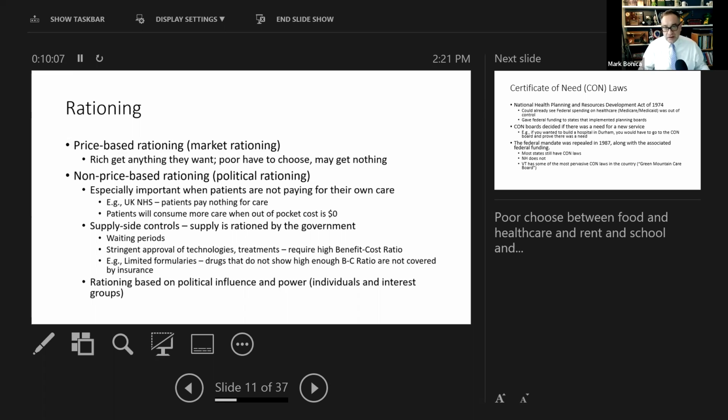Whereas under price-based, you say, well, that's fine. You want that fancy drug that is only just a tiny bit better? That's fine. It'll cost you $5,000. And if you've got the $5,000, you can have it. Otherwise, you get the cheaper version, right?